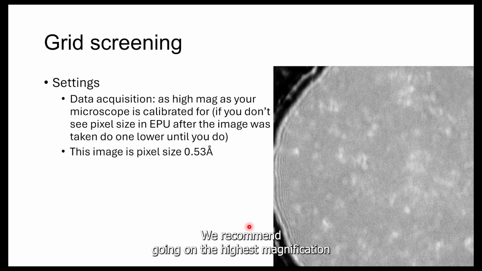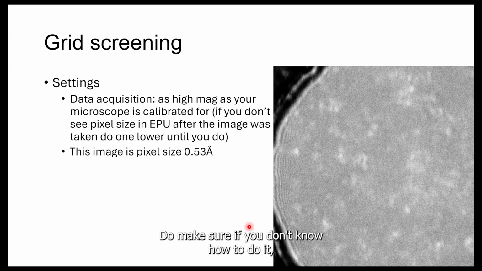Data acquisition. We recommend going to the highest magnification you can that your EPU is calibrated for, otherwise it will get wrong data parameters. To make sure, if you don't know how to do it, go to the highest magnification you can on your EPU, click preview, and if you don't see pixel size or exposure dose and things like that, go to a lower mag until you do. It doesn't mean your microscope is not calibrated to it. It means that the engineers didn't calibrate EPU to it.